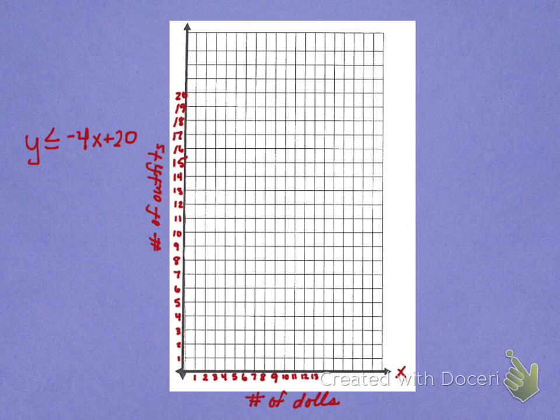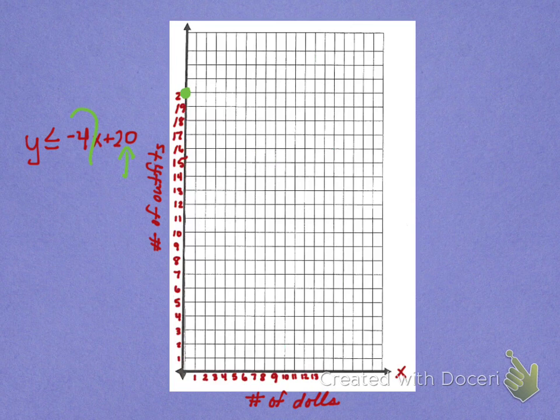So you might want to pause the video and just get your graph set up. You need a Y axis up to 20 because that's our y-intercept. And I just took the number of dolls out to 13. So again, if you need to, pause the video and get your graph set up. And then we're going to graph that y-intercept at 20. So that's 20 on the y-axis, and again, that's that y-intercept.